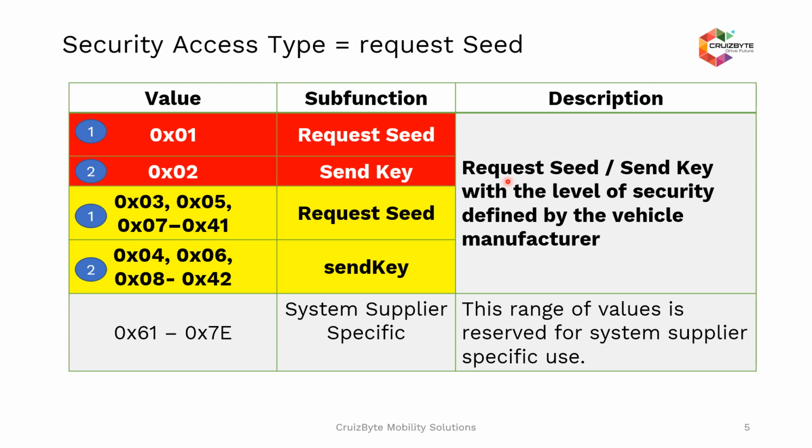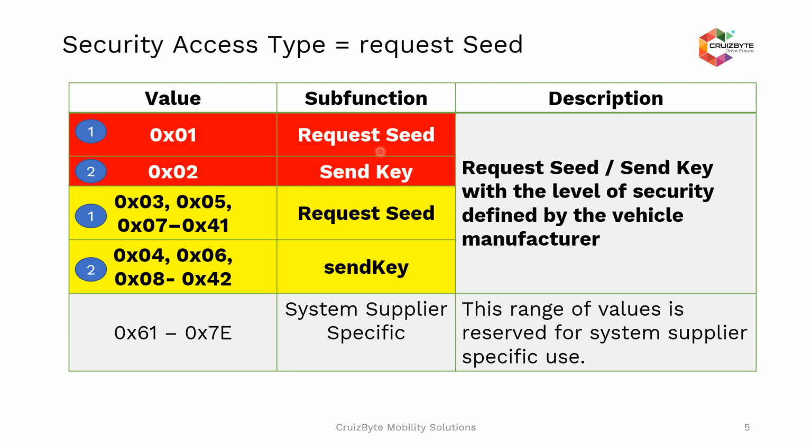0x01 stands for requesting the seed. As I mentioned previously, once the seed is received, the key is sent with the help of 0x02, the send key request. This is highlighted in red just to tell you that inside the ECU you can have multiple levels of security for read, write, and IO control programming like that.